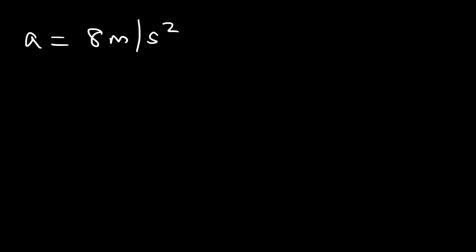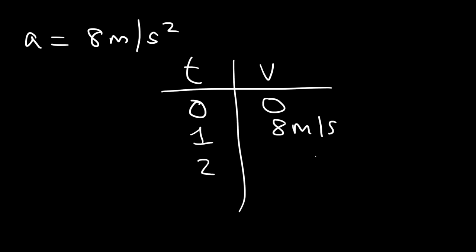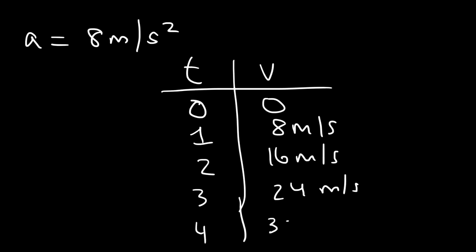So let's say the acceleration is 8 meters per second squared. That means every second the velocity is changing by 8 meters per second. So in 1 second, let's make a table. Let's say this is time and velocity. After 1 second, the speed will be 8 meters per second. After 2 seconds, the velocity will be 16. 3 seconds, 24. And then 4 seconds, 32. So every second, the velocity is increasing by 8. So that's the main idea behind acceleration. It tells you how fast the velocity is changing.